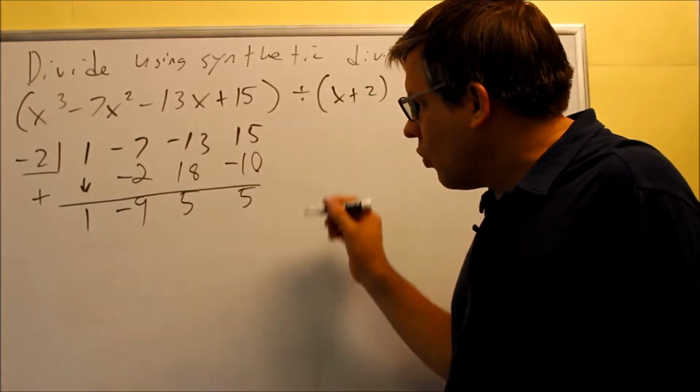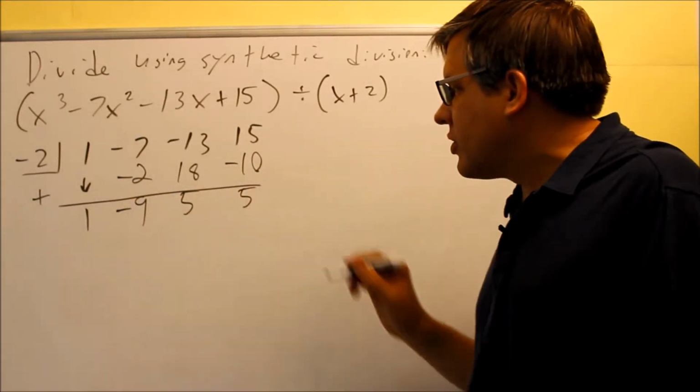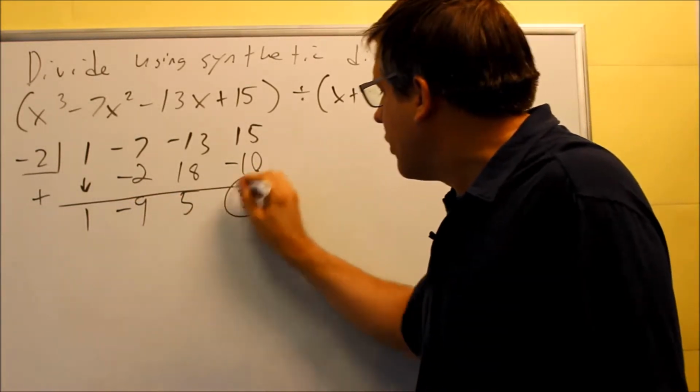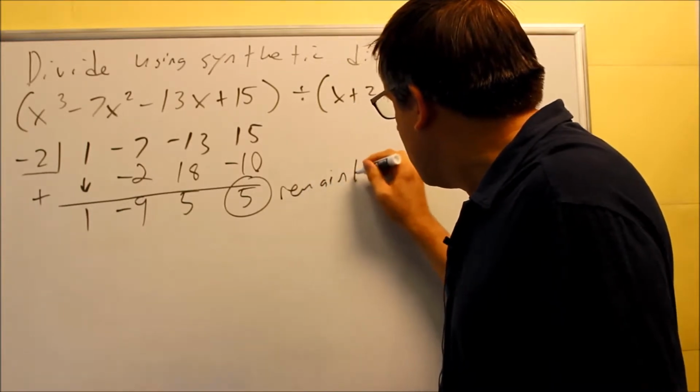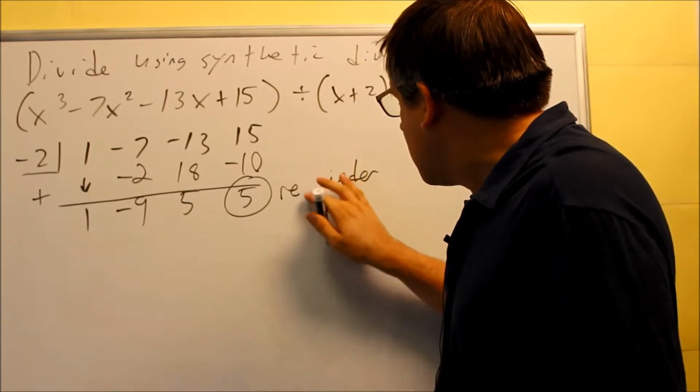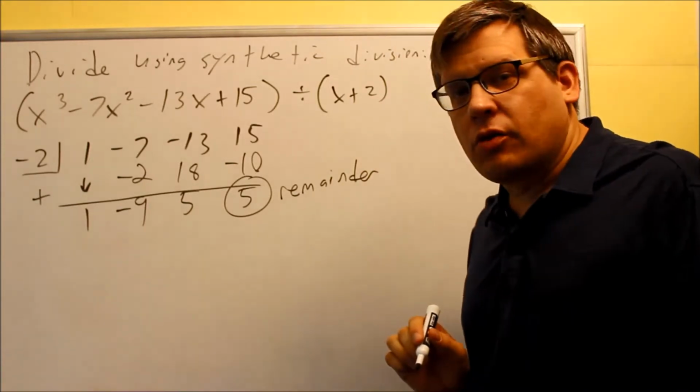So the way this works is that once you go through all this and finish, the very last number here in that column is always going to be your remainder. So we have a 5 as our remainder there.